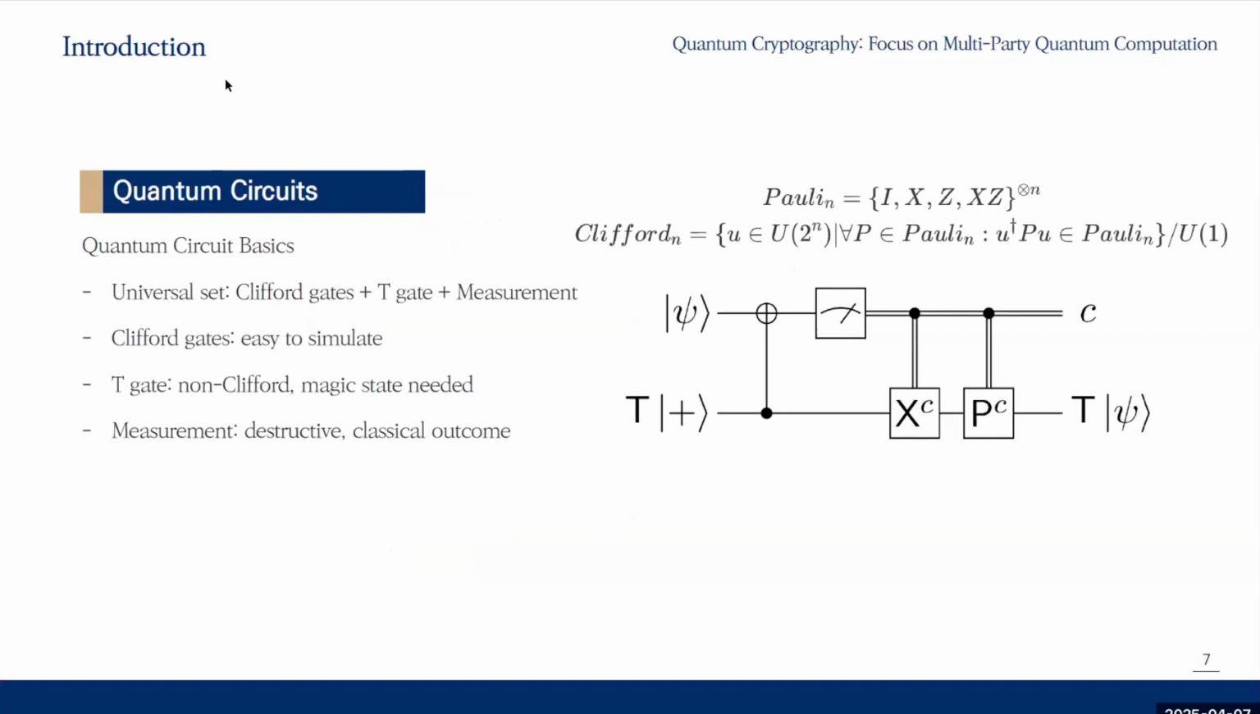Before we get into the protocol, we need to understand quantum circuits. A universal quantum circuit consists of Clifford gates, which are easy to simulate classically, and the T-gate, which is a non-Clifford gate and requires a special state called a magic state. Measurements collapse quantum states to classical outcomes, and this diagram here shows how a T-gate is implemented using a magic state and auxiliary measurements.